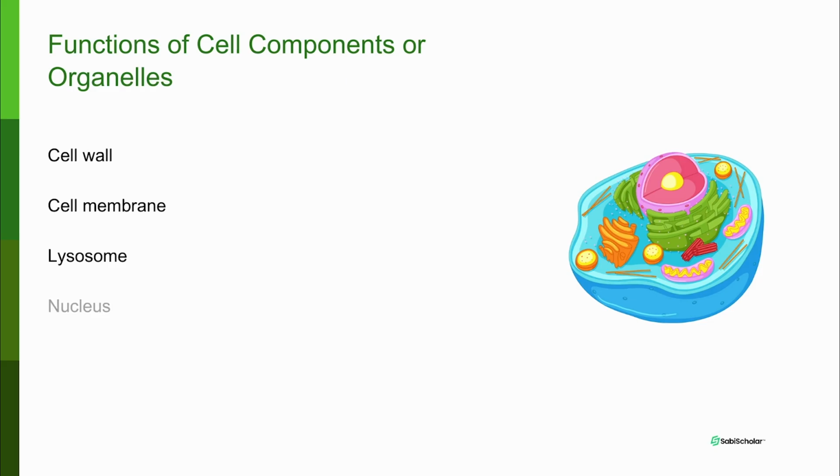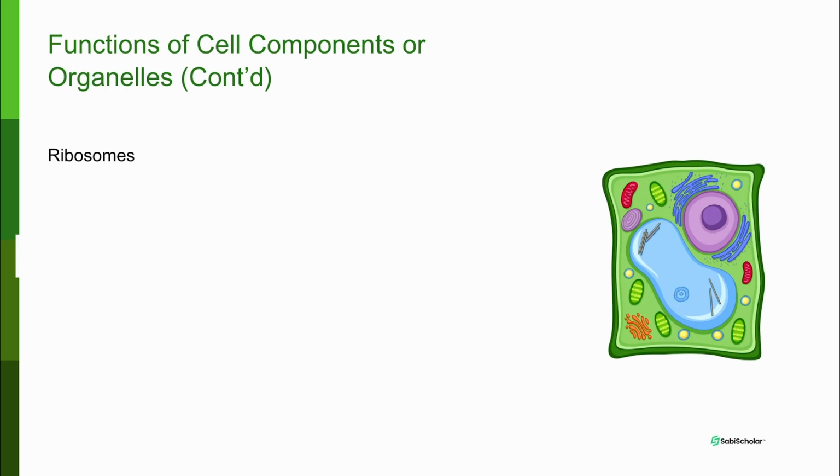And number 4, we have nucleus. It controls all cellular activities in the cell. It is inside this nucleus that you'll find chromosomes that have genetic materials like the DNA and the RNA. Commonly, we call them genes. Now, we also have the ribosomes. The ribosomes are responsible for protein synthesis.